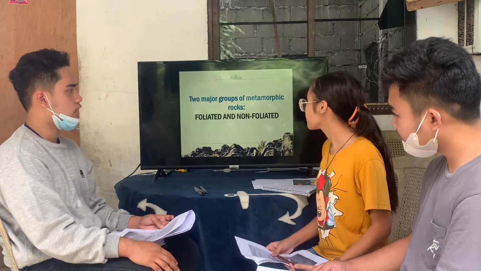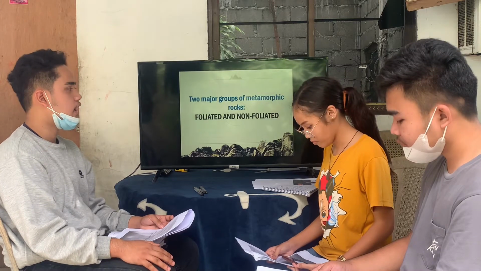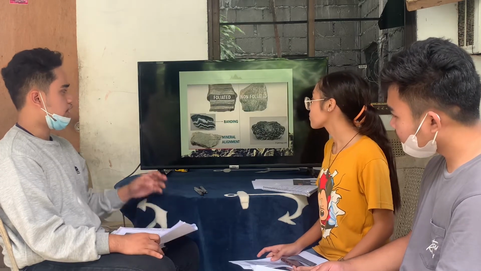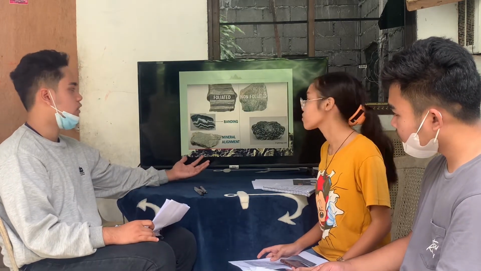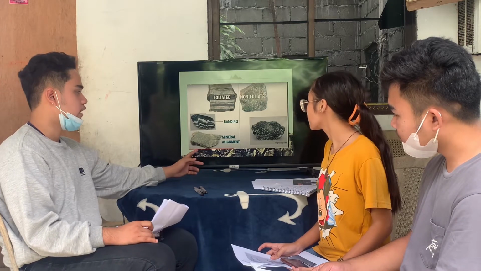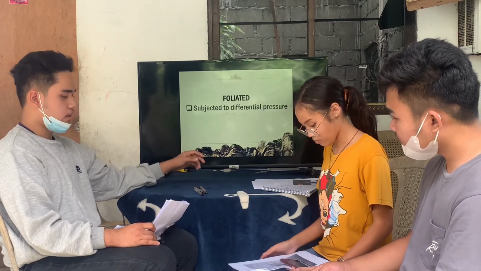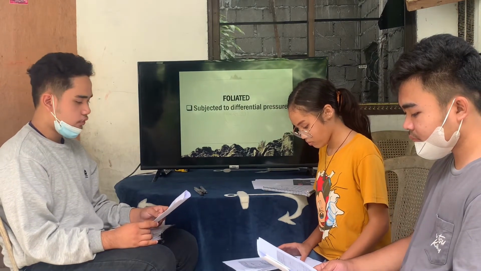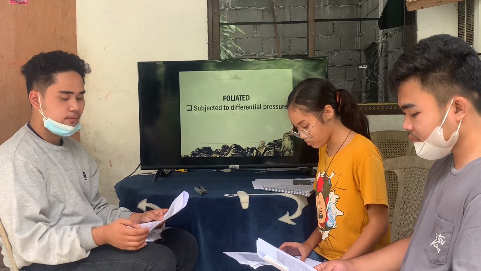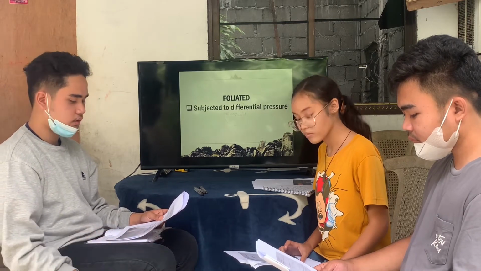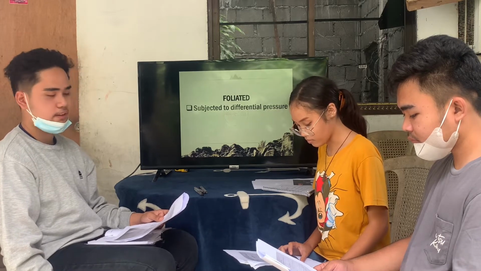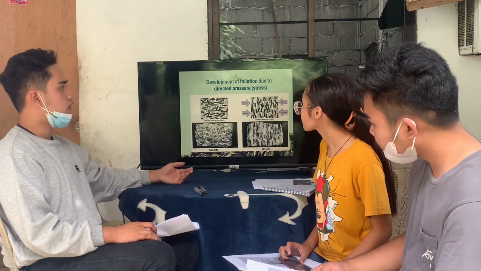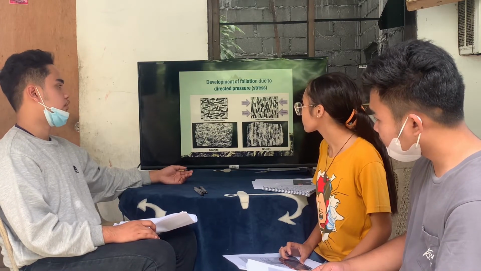Two major groups of metamorphic rocks: foliated and non-foliated. Here is an example of foliated and non-foliated. Foliated, we have banding and mineral alignment. Foliated rocks are subjected to differential pressure. Collision forms where pressure squeezes the flat or elongate minerals within a rock so they become aligned. Development of foliation is due to directed pressure or stress.